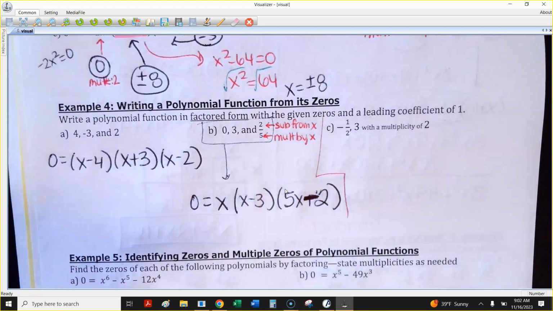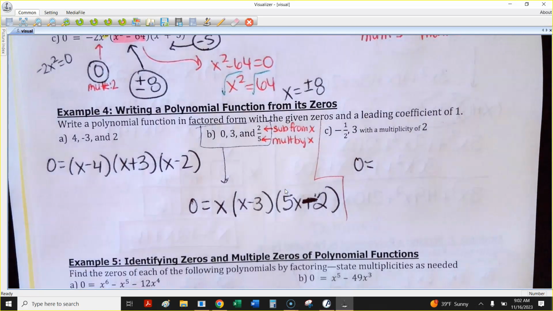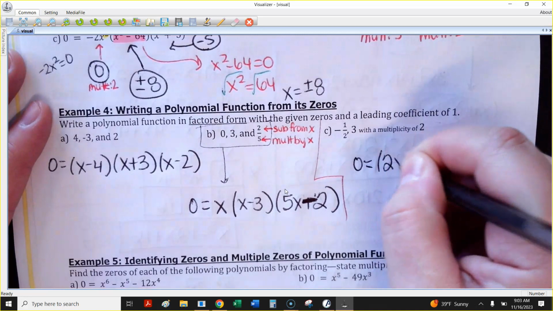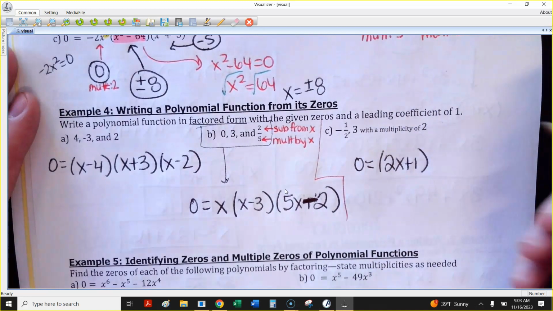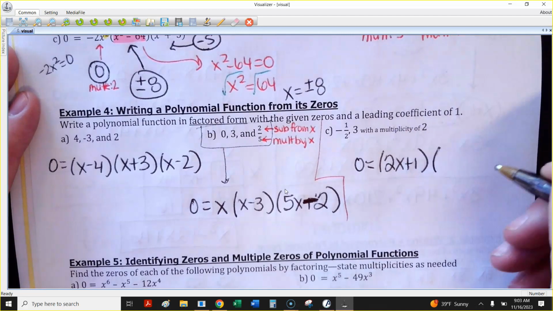Okay, so we're going to try another fraction. What if I had negative 1/2? How would I write that into a little linear factor? What would the little parentheses look like if I had negative 1/2? Perfect. So it'd be 2x plus 1. Okay, now, how would I write 3 with a multiplicity of 2?